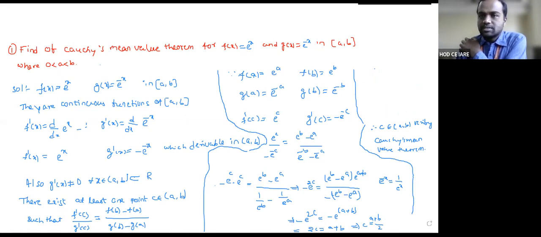So we can write here a is less than (a plus b) by 2 is less than b. And that exists, therefore c belongs to (a, b), verifying the Cauchy's mean value theorem. And this is the answer for this.